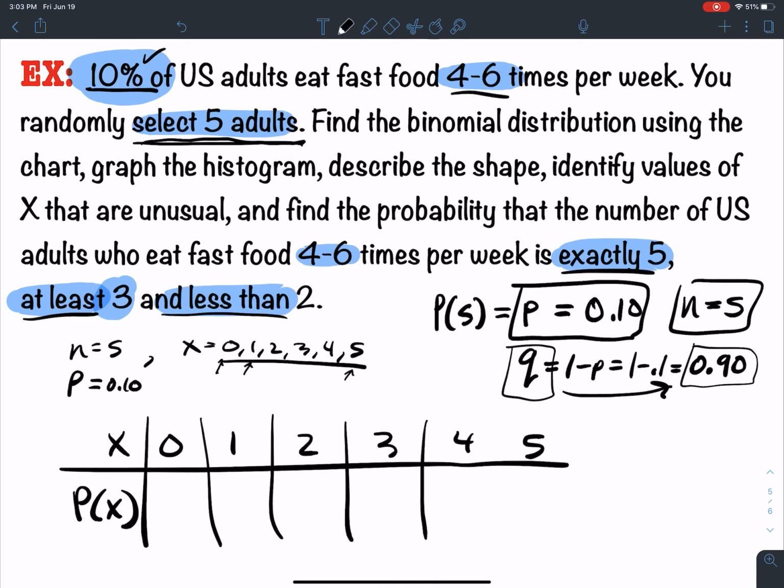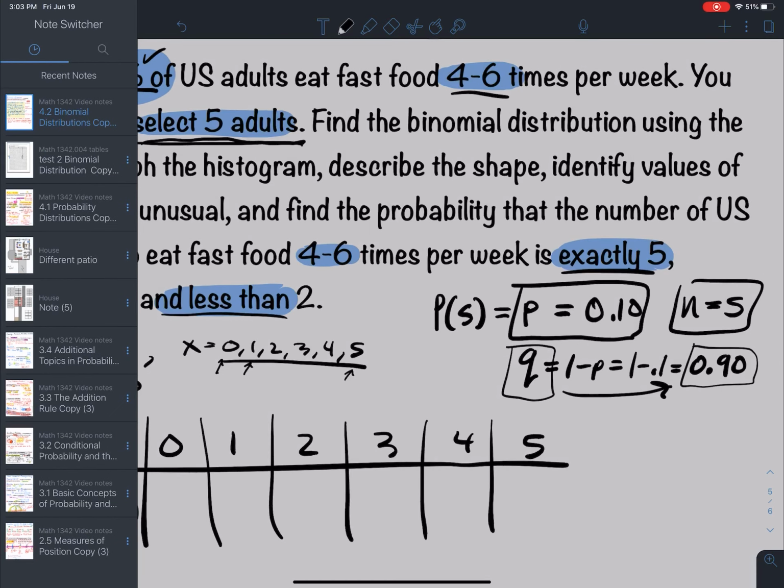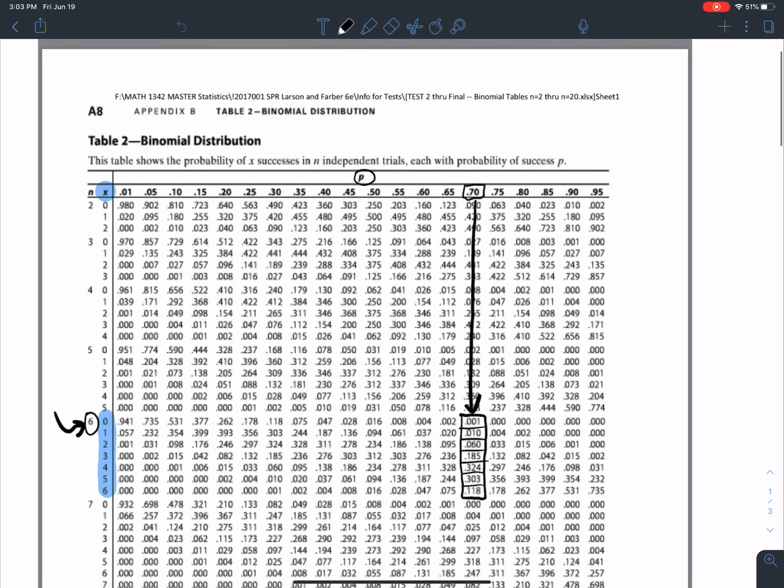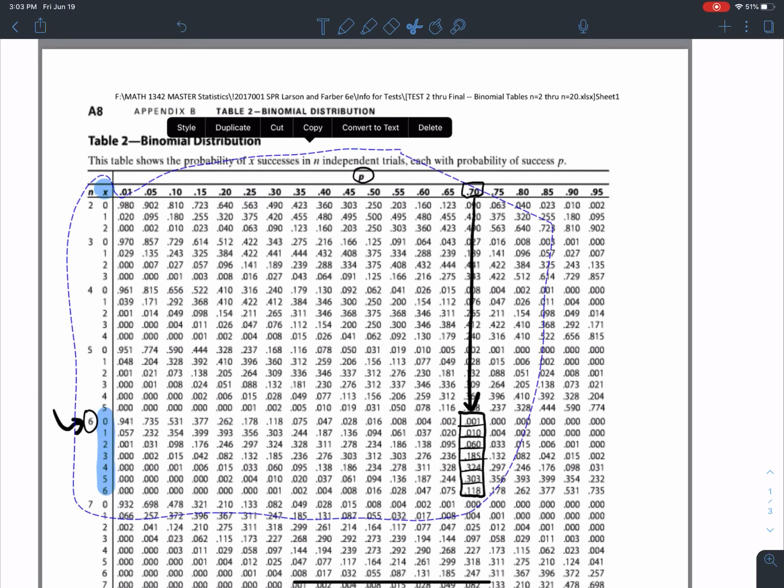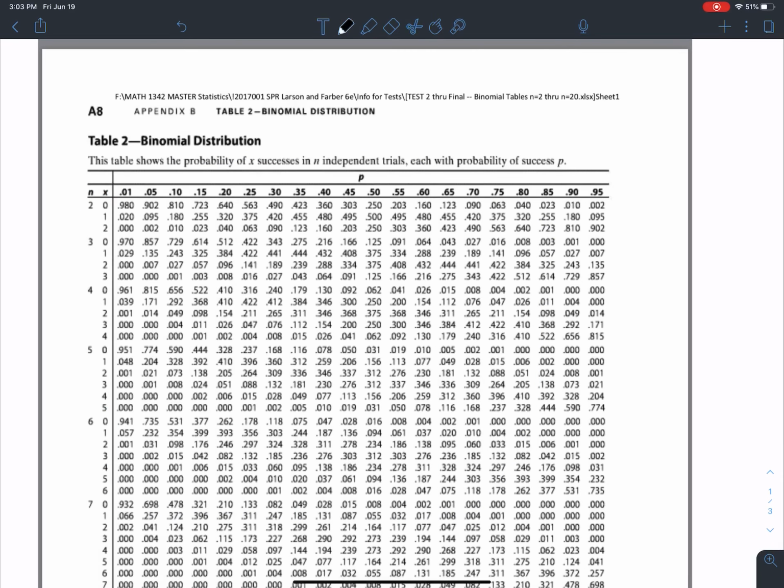So now I need to go look up in the chart. So let's go to our chart. Let me clear this out real quick. All right, so N is equal to 5. So I go to N, I go down to 5. All right, and my probability is 10. So 10%, so that's this column right here. So these are the numbers that I care about.